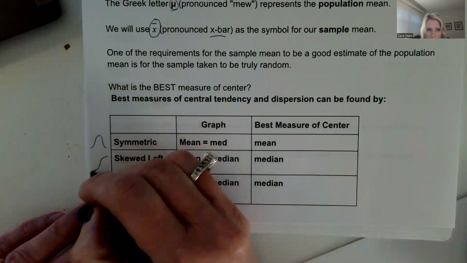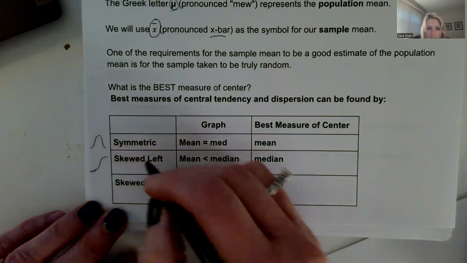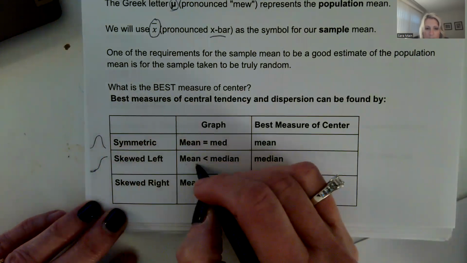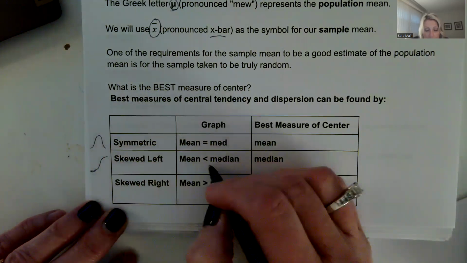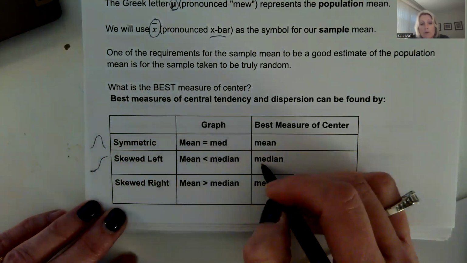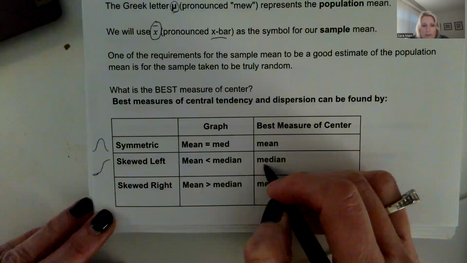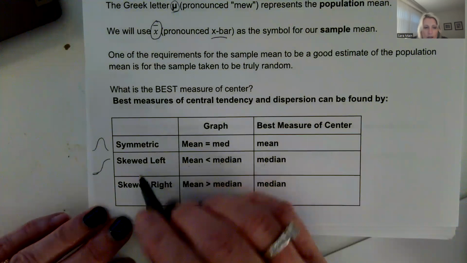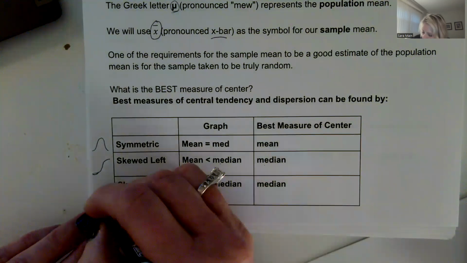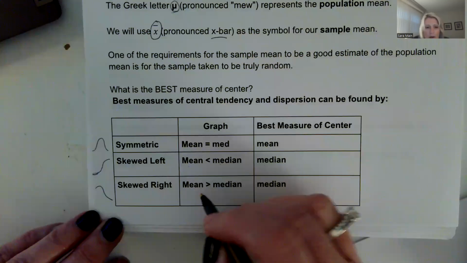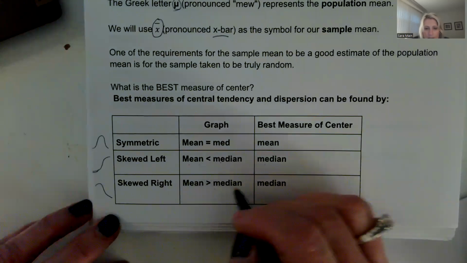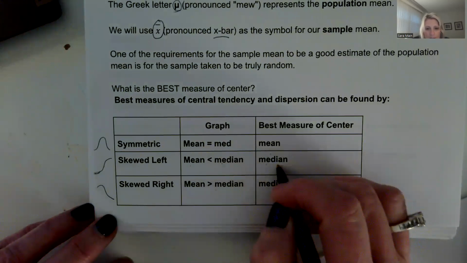If our data appears to be skewed left, where it's kind of thin on the left, then usually our mean will be less than our median. If our mean is significantly less than our median, we're going to use the median as our best measure of center, and we're going to say that our data is skewed left. And if our data is skewed right, our mean is greater than our median. And again, our best measure of center is the median.